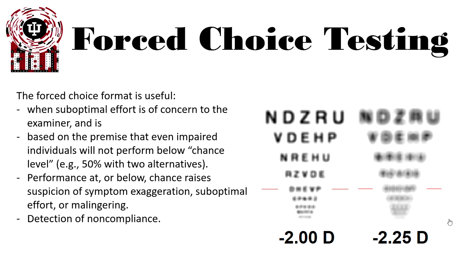Some examples of why we do forced choice testing: it's useful when suboptimal effort is a concern, as in the effort of the patient. It's also based upon the premise that even impaired individuals will not perform below chance, so chance is a guide to actually find outliers or people who are exaggerating their problems. So anytime a person performs below 50%, that raises the suspicion that the patient is either exaggerating, performing suboptimally, or malingering. And this allows us to detect for noncompliance.